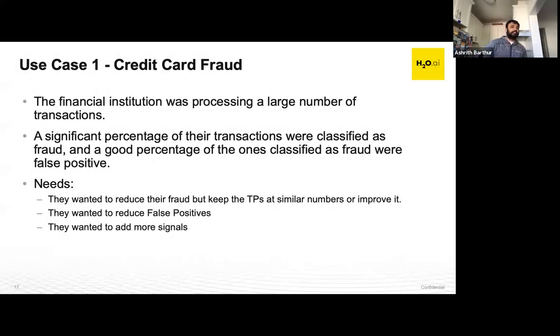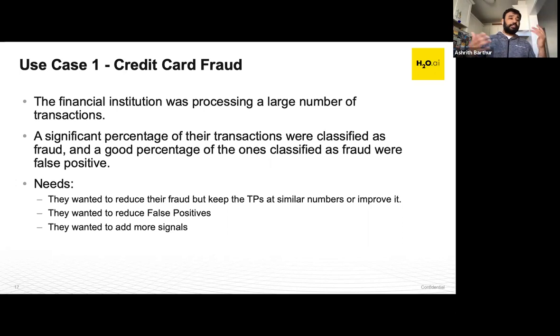The first one we're looking at is credit card fraud. What we saw in this situation was that a financial institution was processing a large number of transactions. Fundamentally, credit card transactions were something they were concerned about. A significant percentage of these transactions were classified as fraud, which comes back to one of the subpoints in the discussion: if you have a lot of false positives to clear, then your efficiency is low, which means the amount of time you're spending on all of these transactions is much higher. So you have to reduce that.